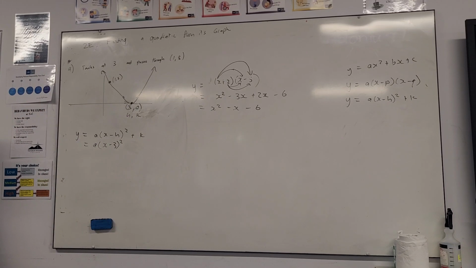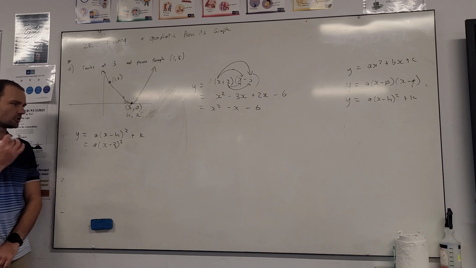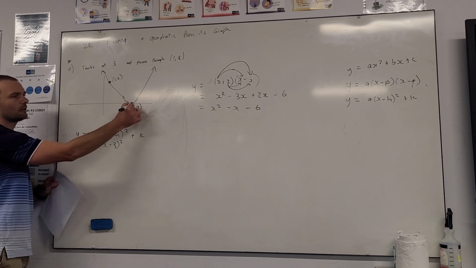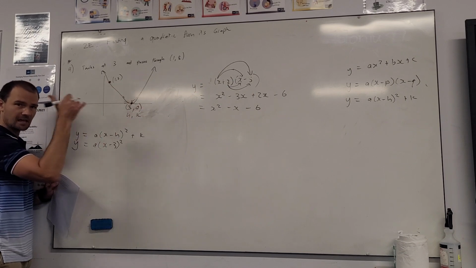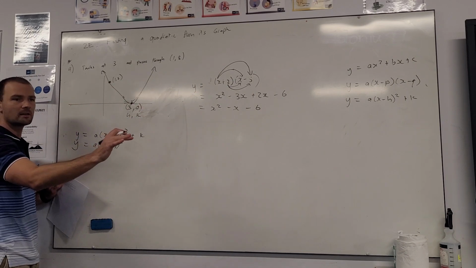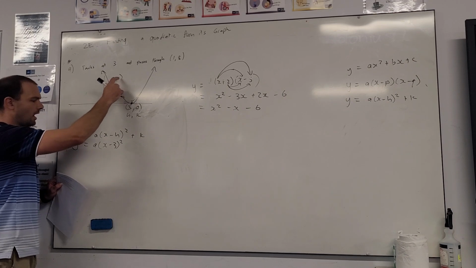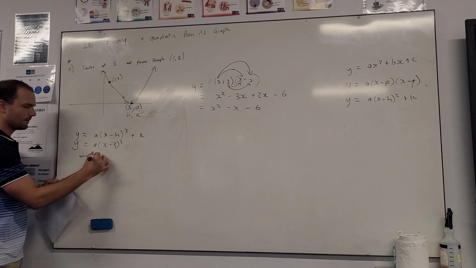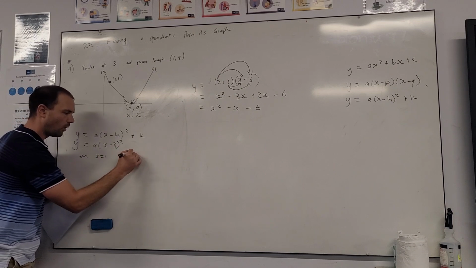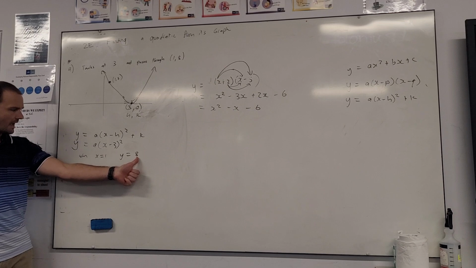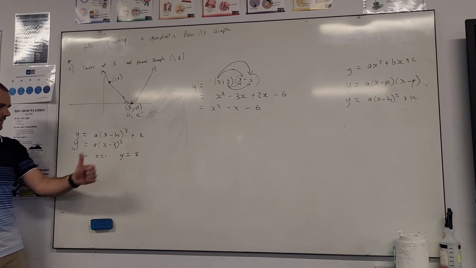Now, we need to use another piece of information to determine this value of A, right? Well, we've already used the vertex, so we can't use the same piece of information again. It's not going to help us. Instead, we're going to use this one. We've got x is 1, y is 8. So we'll make that statement. When x is 1, y equals 8. And all I'm going to do now is put 8 where the y is and 1 where the x is.